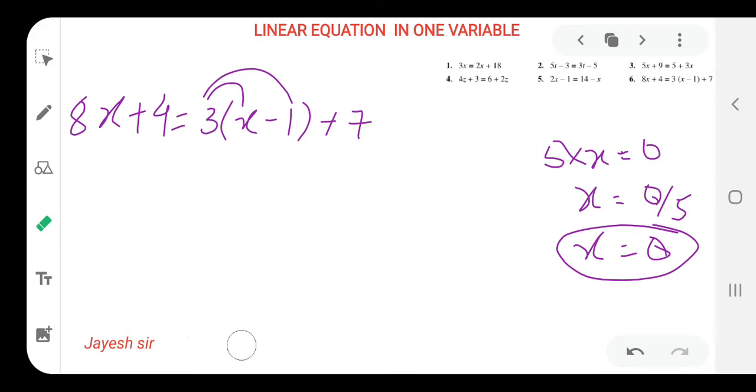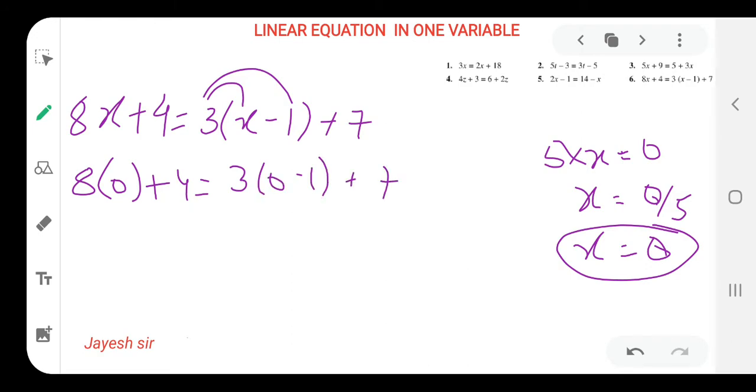Yes, if you are having doubt, you can also check by putting the value. So the value for 8x should be 0, and plus 4 equals 3 times (0 minus 1) plus 7. Yes friends, 8 into 0 would become 0, plus 4 equals 3 into 0. 3 multiplied with 0 will become 0, and 3 multiplied with minus 1 will become minus 3, plus 7. Minus 3 plus 7 we all know is 4, and 0 plus 4 is 4.